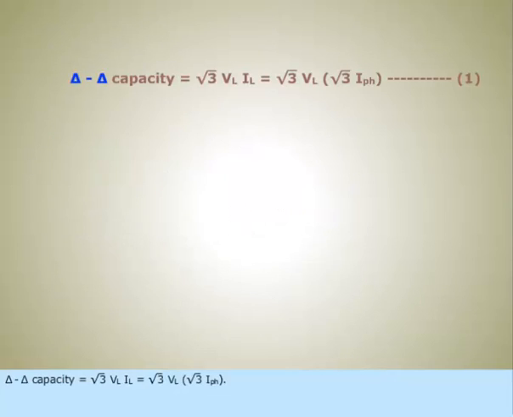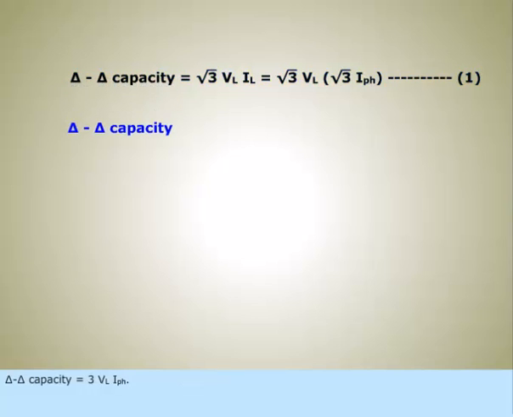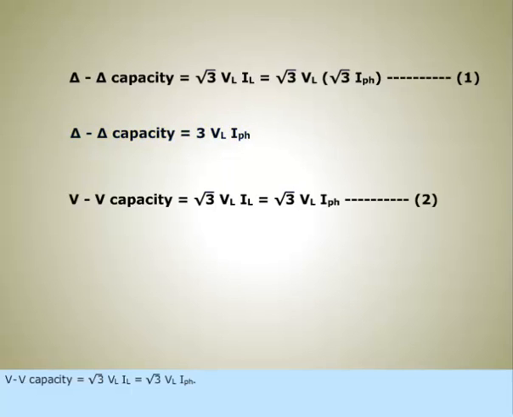Delta to delta capacity equals root 3 V_L I_L equals root 3 V_L times root 3 I_ph. Delta to delta capacity equals 3 V_L I_ph. V to V capacity equals root 3 V_L I_L equals root 3 V_L I_ph.